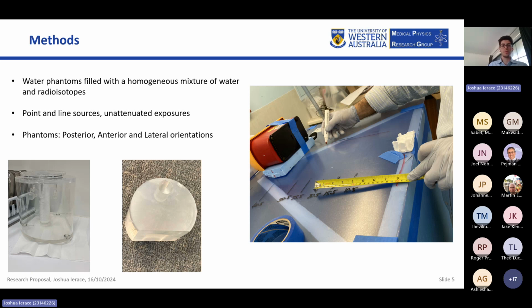The water phantoms will be filled with a homogeneous mixture of water and radioisotopes. I'll also be measuring point and line sources. These will be the unattenuated exposures. I'll be performing 3 measurements with the phantoms at different orientations. These include posterior, anterior, and lateral orientations.